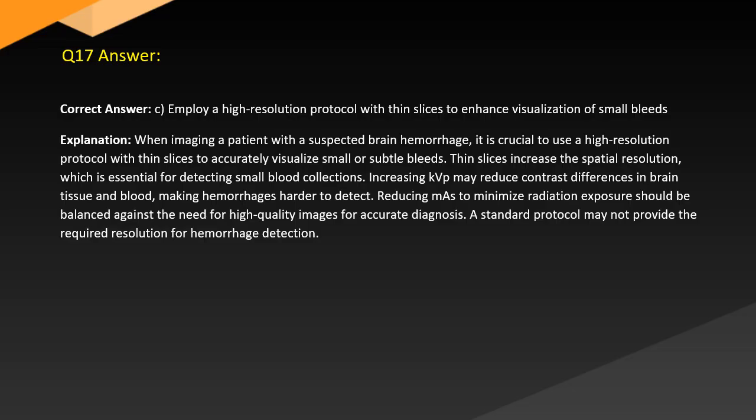Answer. Correct answer: C. Employ a high-resolution protocol with thin slices to enhance visualization of small bleeds. Explanation. When imaging a patient with a suspected brain hemorrhage, it is crucial to use a high-resolution protocol with thin slices to accurately visualize small or subtle bleeds. Thin slices increase the spatial resolution, which is essential for detecting small blood collections.